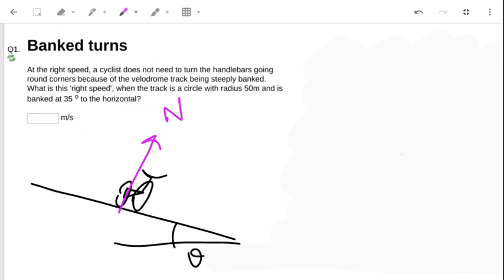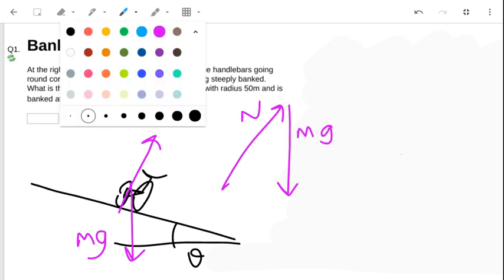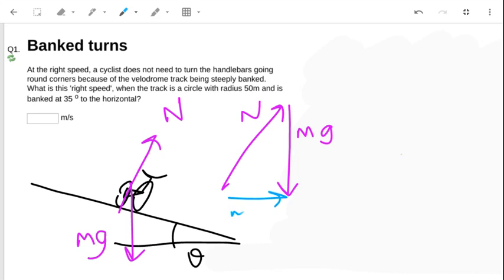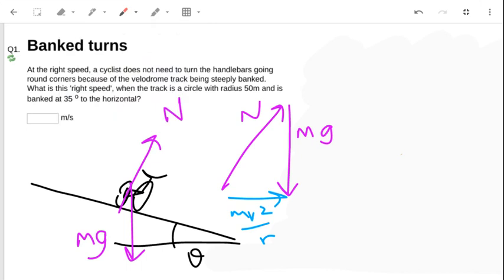There's a normal reaction force and the weight of the cyclist. And those are the only two forces, but when they add, they will make the resultant force, which is the centripetal force, which is what helps the bicycle to turn. Right, now, so we're given the radius and the angle, and we need to find the speed. So the normal reaction is not going to help us, and we also need to do something with this angle.